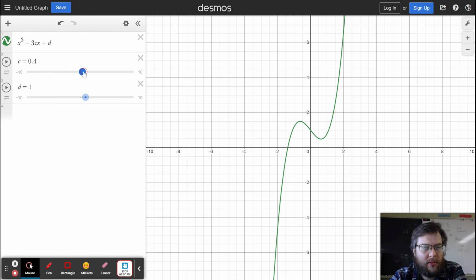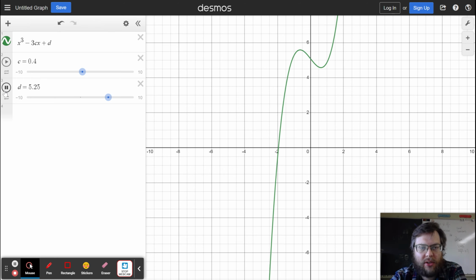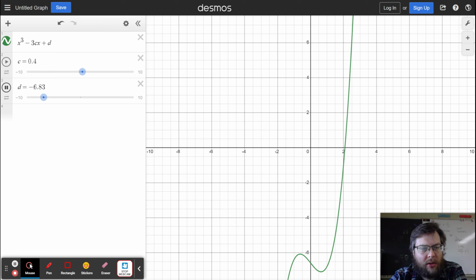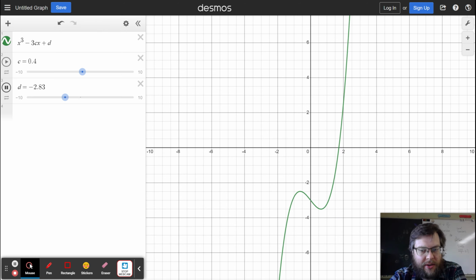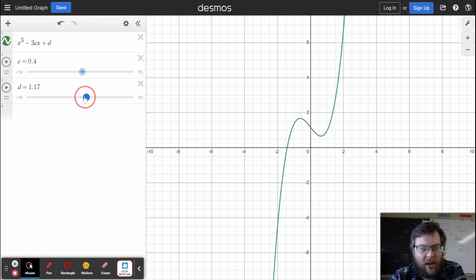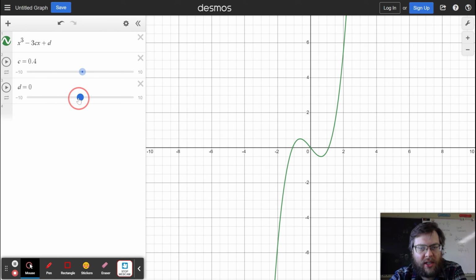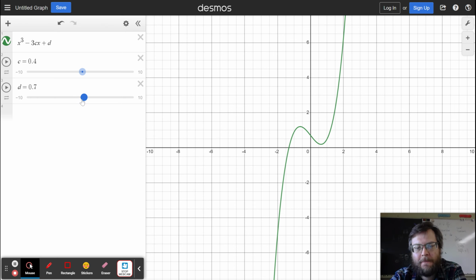Let's get it back to whatever there. And then the d value shouldn't be too surprising. The d value is just sliding the y-intercept up and down, which can change the number of x-intercepts. So there are some combinations of c and d that have 3 x-intercepts, some that would have only 2, and then some that have only 1.